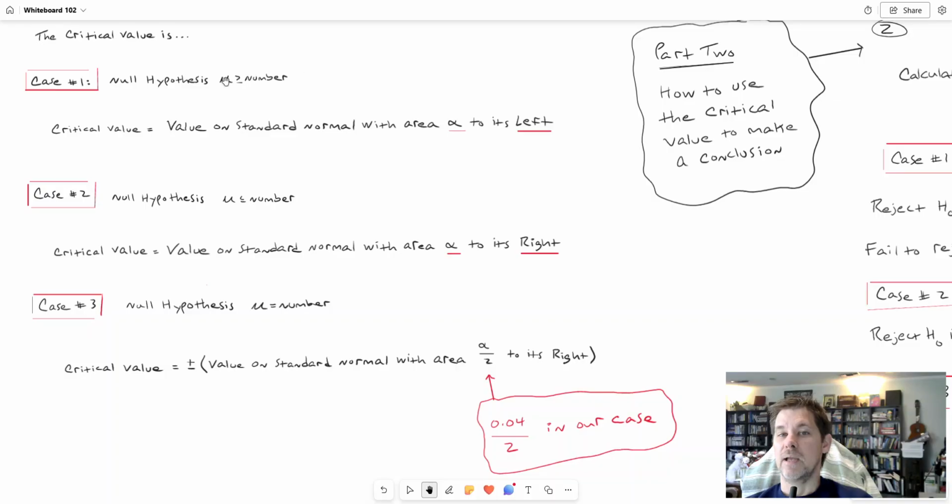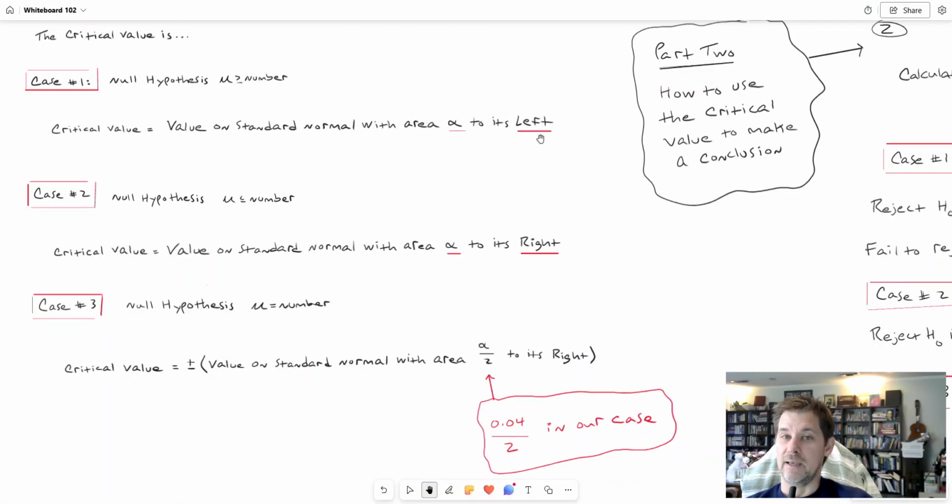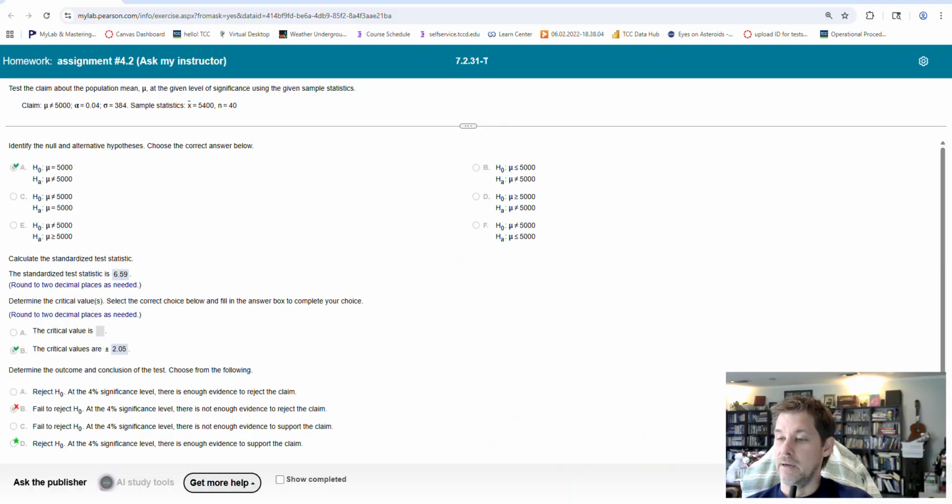So it might be that the null hypothesis says something like the population mean is greater than or equal to some number. If that's the case, the critical value is the value on the standard normal curve that has an area of alpha, where alpha is the significance of the test, in this case 0.04, to its left. So is that the case we're in? Does our null hypothesis read population mean greater than or equal to some number? Not in this case. It doesn't look that way.